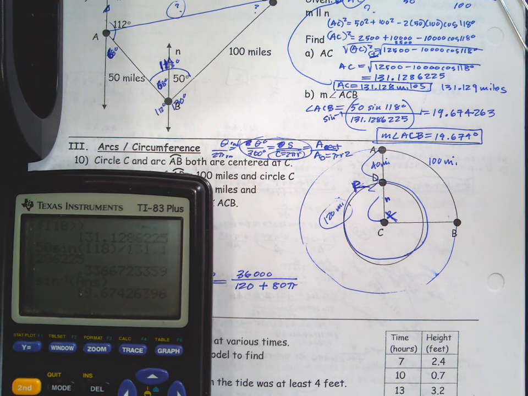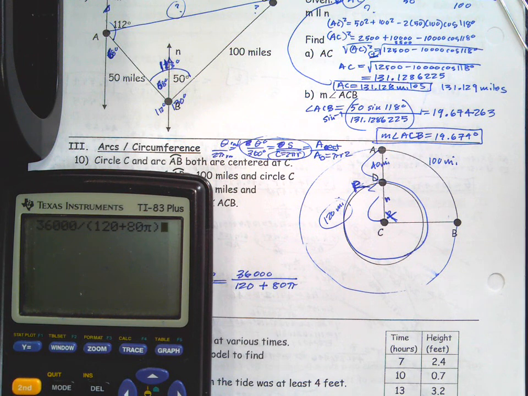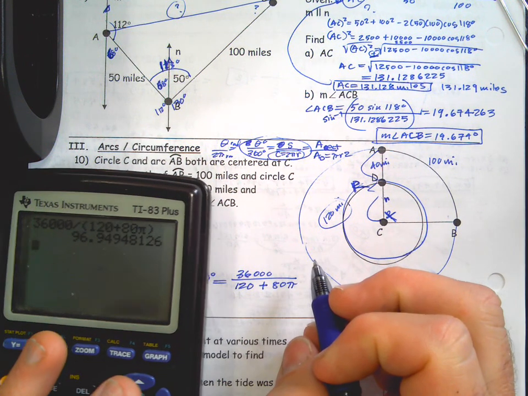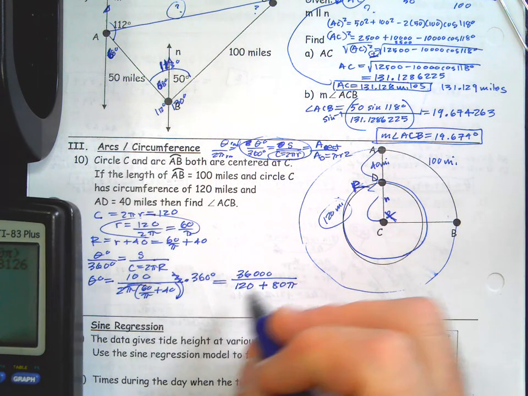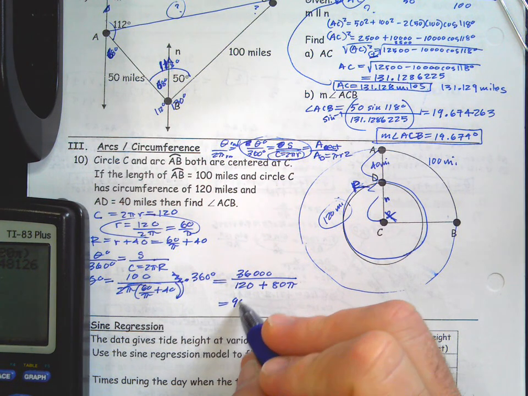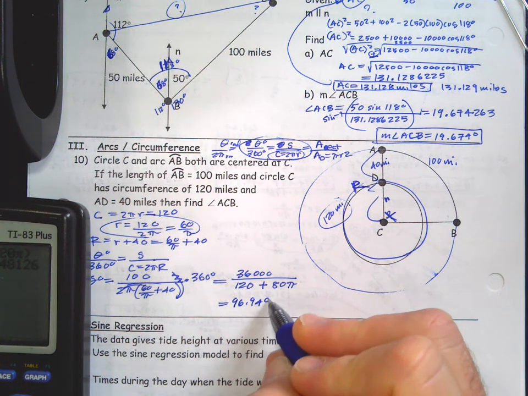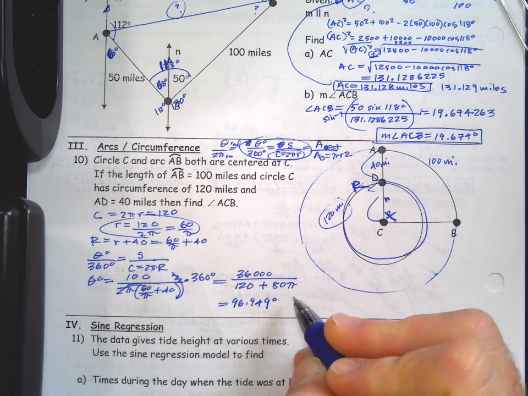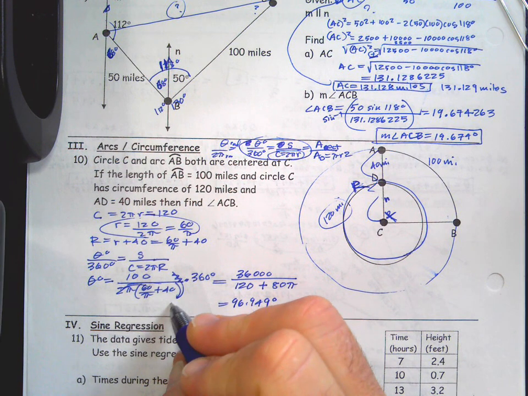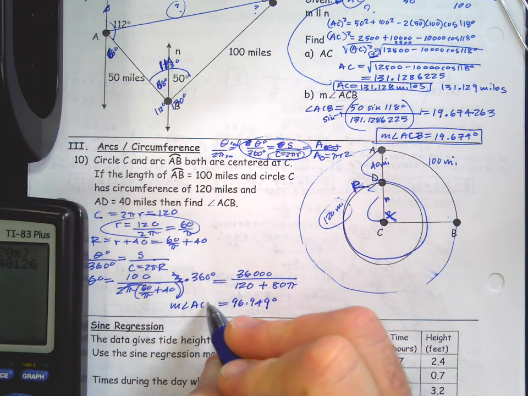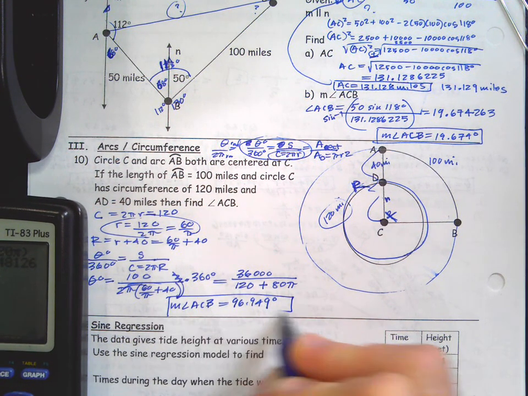But let's do 36,000 divided by parentheses 120 plus 80 pi is 96.949. Round or truncated. These are degrees. So this is measure angle ACB. There you go. That's it.